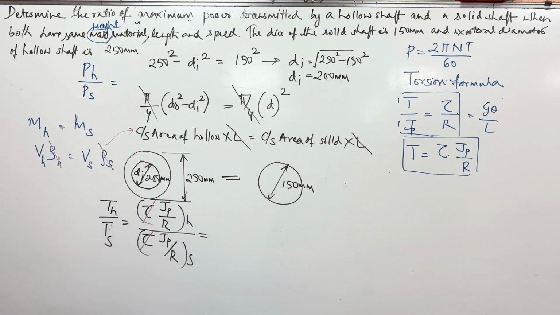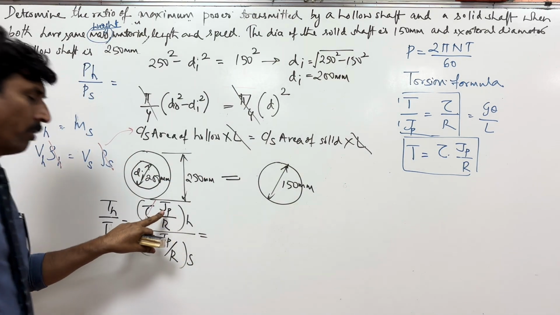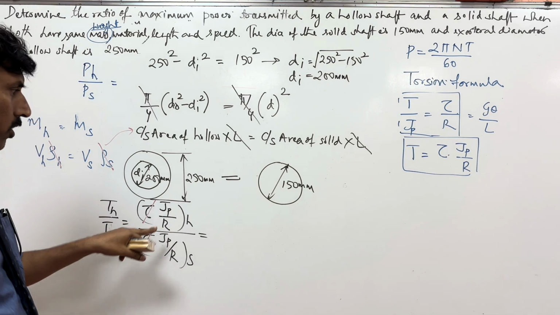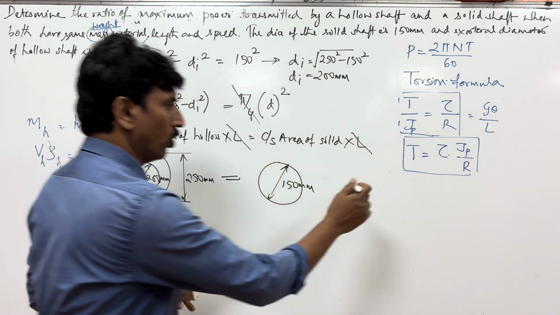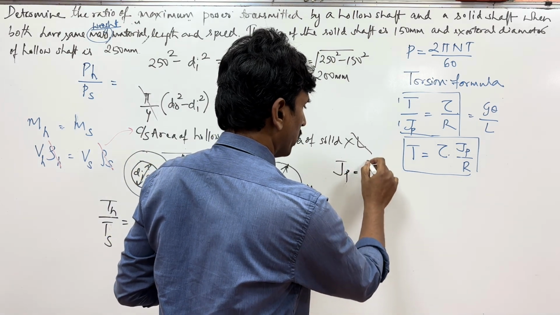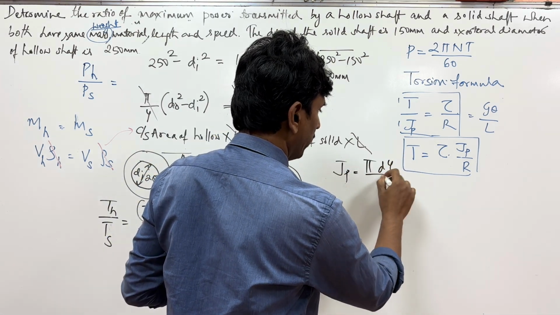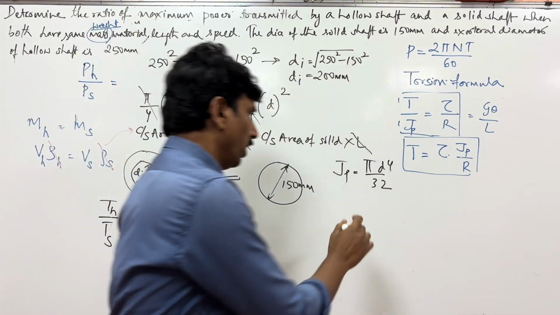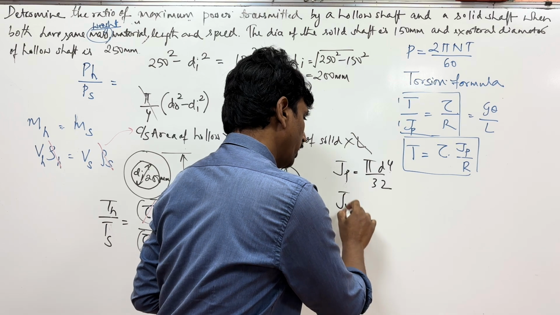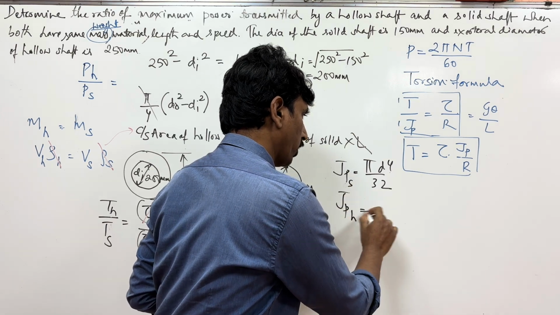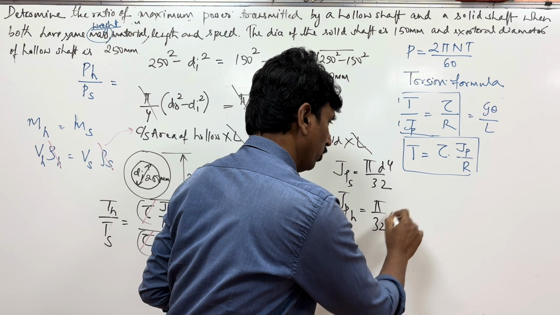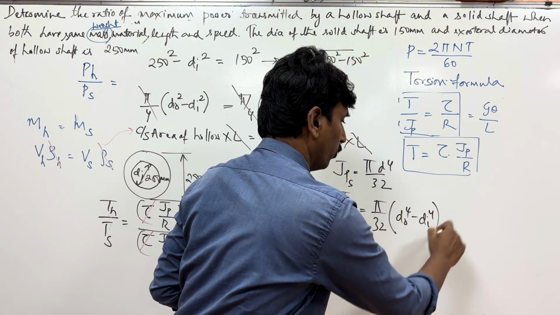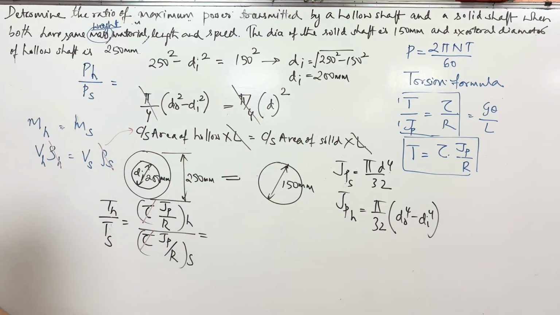Okay. So we are only left with the geometrical parameters here, which is Jp, which you already know. Jp for any solid shaft is equal to pi d to the power of 4 divided by 32. But for a hollow shaft, Jp is pi by 32 into d naught to the power of 4 minus d to the power of 4. Okay, so I am substituting this now.